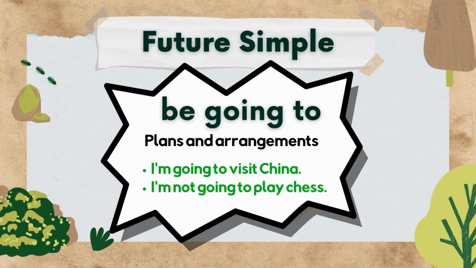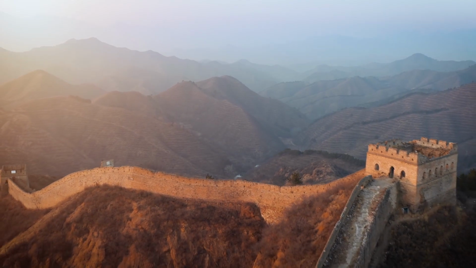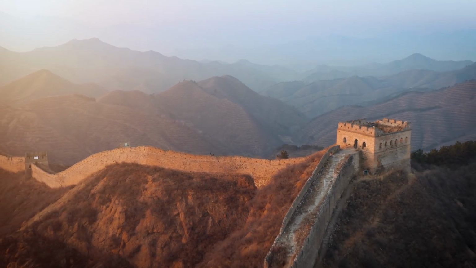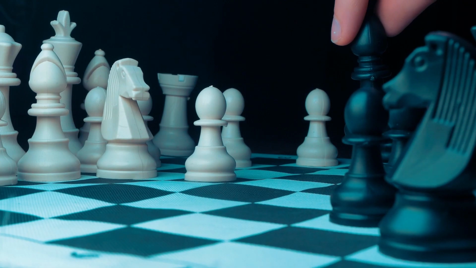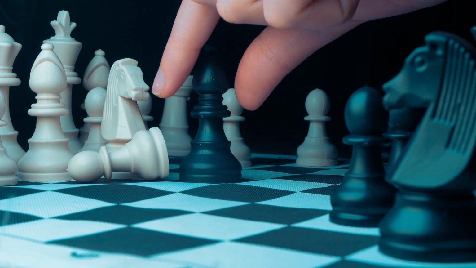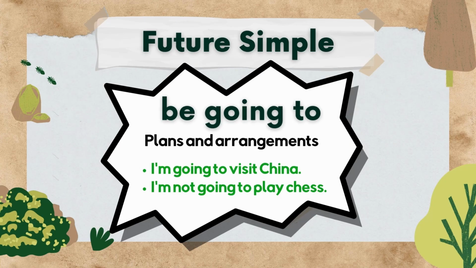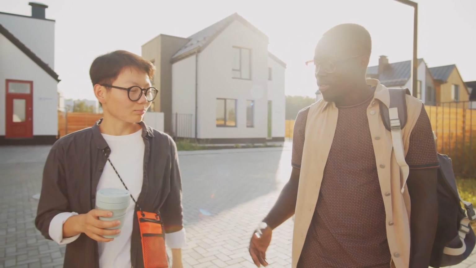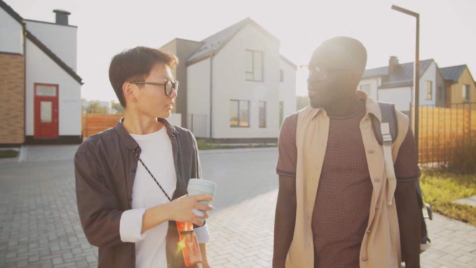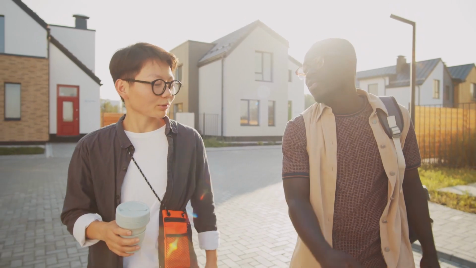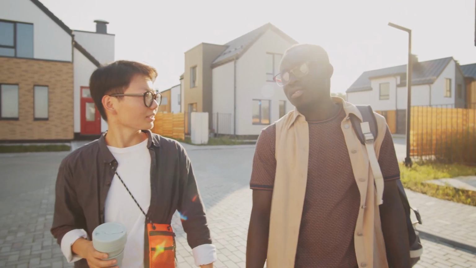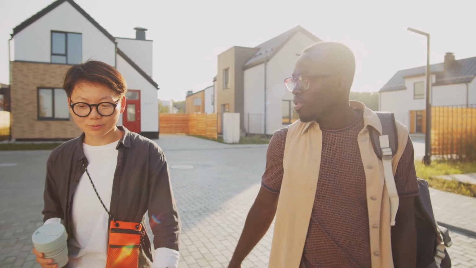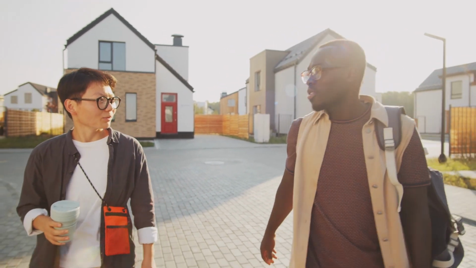We use be going to for plans and arrangements. Like, I'm going to visit China, or I'm not going to play chess. To be honest, the difference for will and be going to is for more formal writing. When speaking, I will use either will or be going to and not pay much attention to the rules.